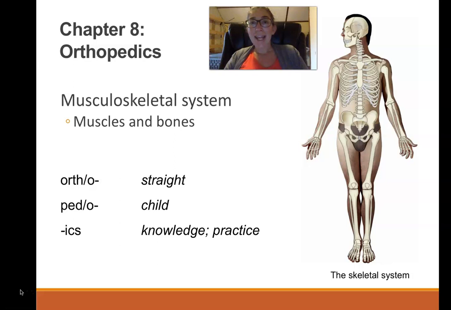Chapters 8 and 9 are the unit on orthopedics. Orthopedics literally is a word that means the knowledge or practice of things that make children grow straight, and that would be the bones and the muscles. Collectively we refer to them as the musculoskeletal system. The bones are the skeletal system, and the muscles, which are attached to the bones, are part of the muscular system. In this chapter, we're going to be talking about the skeletal system, basically learning what bones are and naming some very important ones. And then in the next chapter, we'll continue with the muscle side of things.